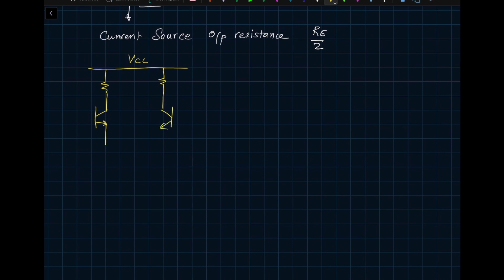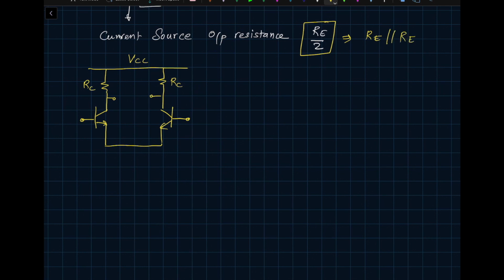And as I say again, in analog circuits it's all about intuition, and it's all about how you draw your schematics. If you draw your schematics well, then you can analyze the circuit very quickly. So in this particular case, since I'm saying it's RE divided by 2, I'm going to make it look like two resistors of RE in parallel.